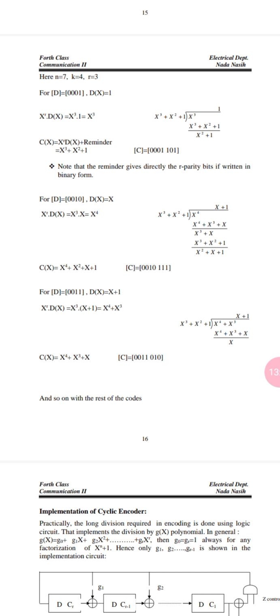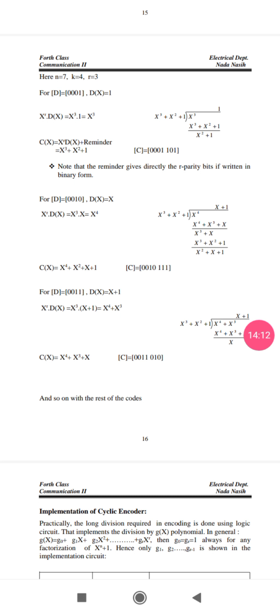Perform division of x cube with our polynomial x cube plus x square plus 1. Remainder is x square plus 1, right? Then c of x is equal to x^R d(x) plus remainder. Remainder is x square plus 1.